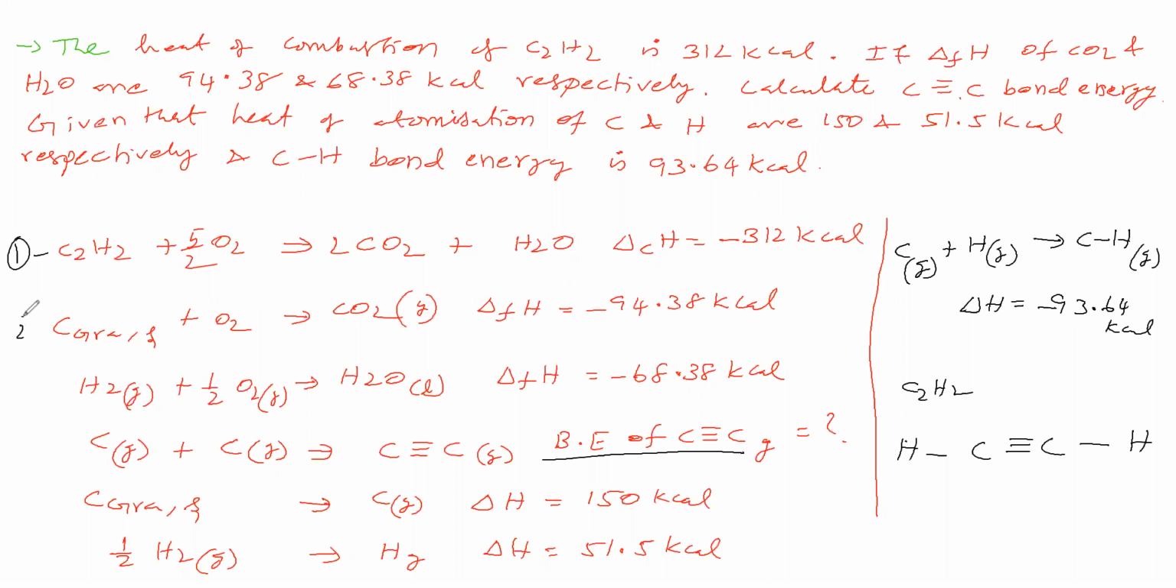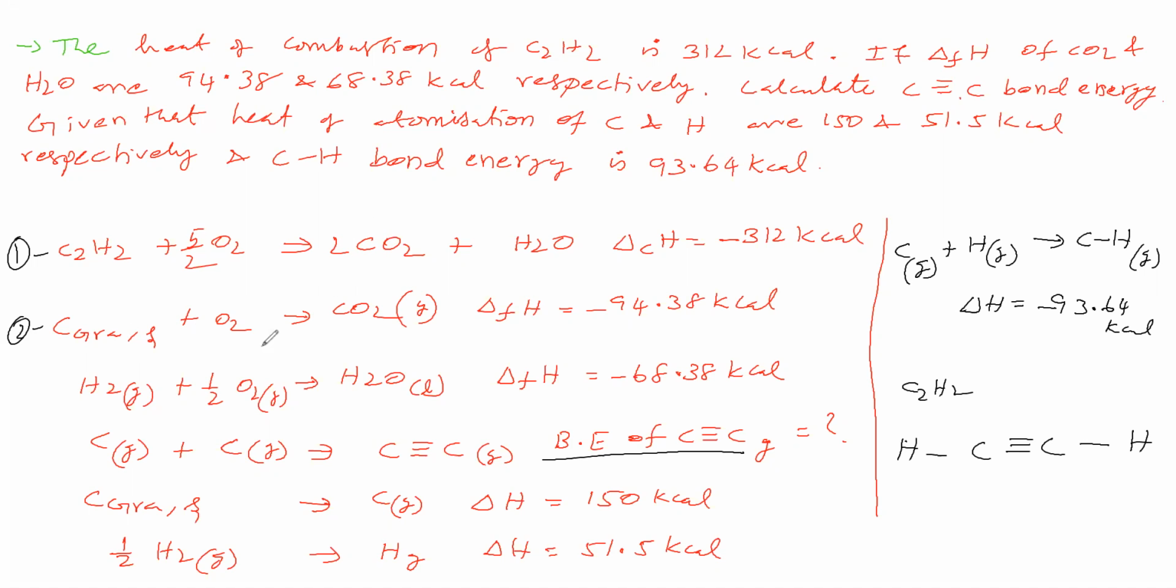The first equation is acetylene plus 5/2 O2 gives 2CO2 plus H2O. For this, delta H is minus 312 kilocalories. In this equation, carbon dioxide is there. That carbon dioxide we don't want, so we want to cancel it. Carbon dioxide is available in the second equation.